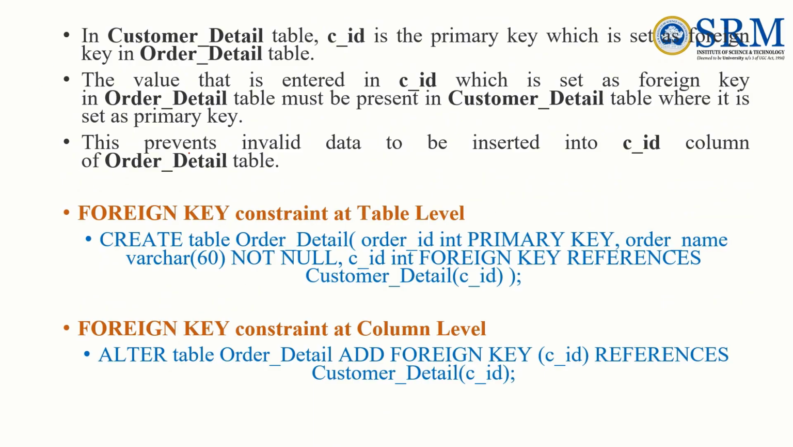Now here is an example of how we create a foreign key. Create table order details, order ID int as a primary key. Then you see here, add foreign key CID references which table? Customer details, right? This is how the primary key and foreign key are linked.